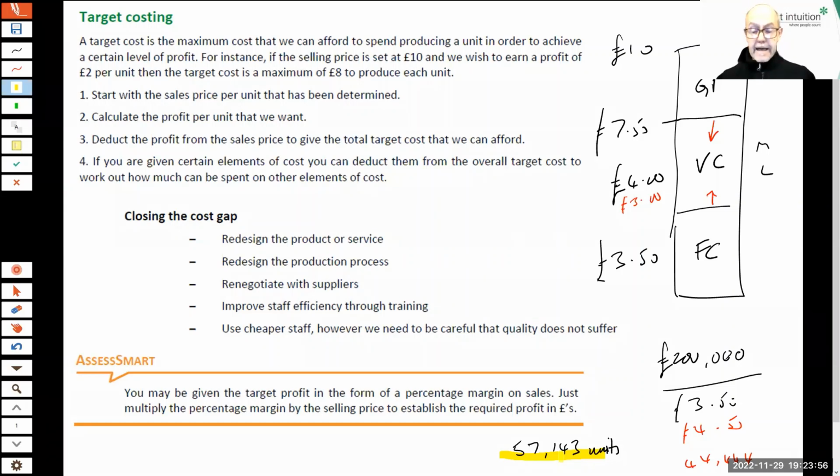So, very popular topic that often looks a lot more complex than it actually needs to be. So if we've got this problem, what can we do? How can we do this? How can we squeeze our variable cost down to give us this bit more room for fixed costs?